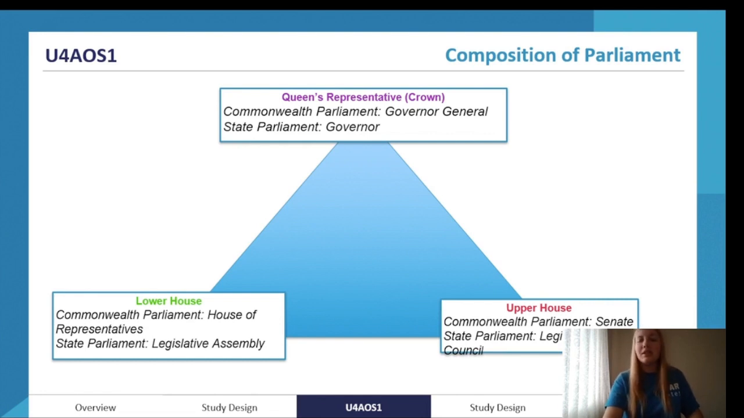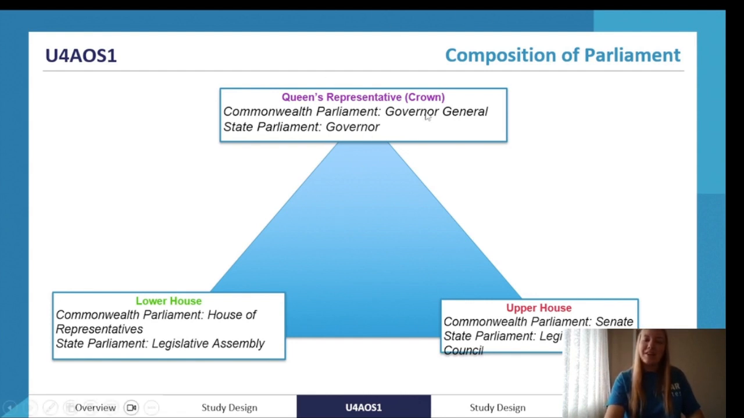We won't go into detail about the composition of each house, just be aware that that's something you need to be aware of. And it's different at state level and parliament level as well. So don't get them mixed up, and also watch out for the names, don't get them mixed up.